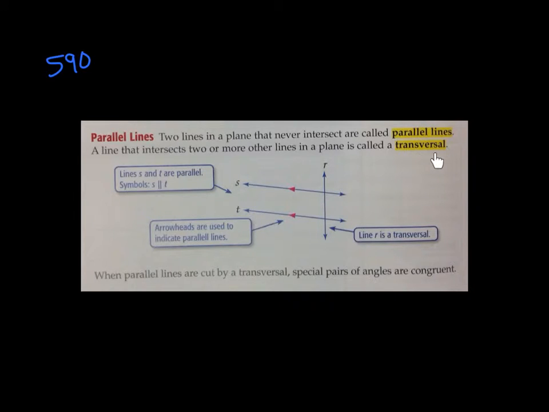Now the other word that we're going to talk about here that might be new to you is a transversal. And R, line R, is a transversal. And that is when parallel lines are cut, or when a line goes through parallel lines. One way that you can remember what a transversal is the prefix trans means across. Like transcontinental means across the continent. If you translate something, you put it from one language across into another language. And so a transversal crosses those parallel lines.